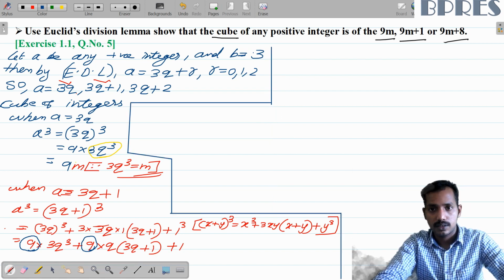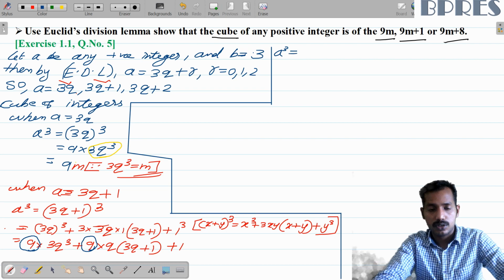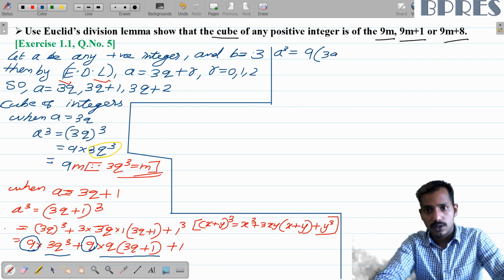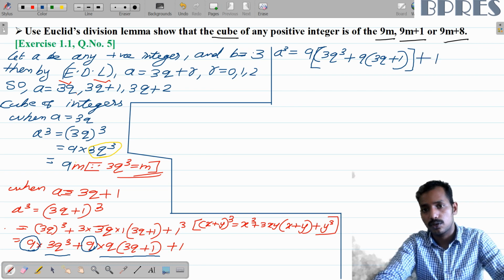What will we get here? A cube is equal to 9, take it outside, so 9 into the remaining 3q cube, and q into 3q plus 1. So 3q cube plus q into 3q plus 1. Okay, so this bracket should be like this, plus, outside the bracket, one more 1 is there.